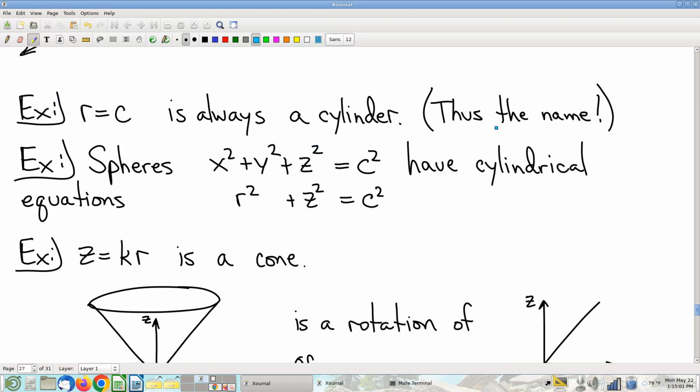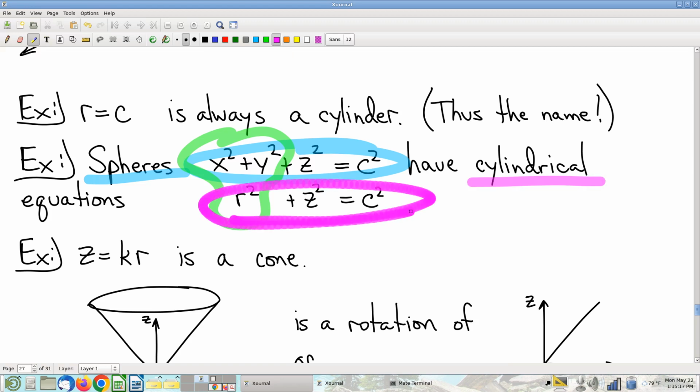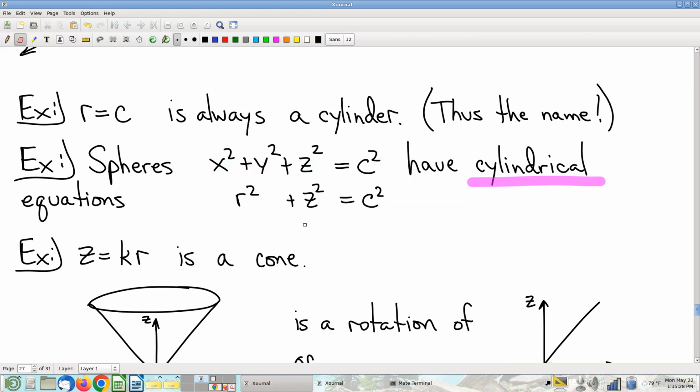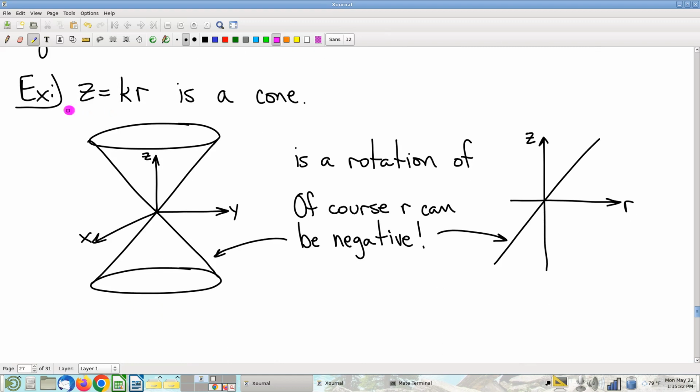All right. A sphere, keeping in mind what we know about polar coordinates and therefore cylindrical coordinates. The cylindrical equation of the sphere is just this: r squared plus z squared equals c squared. So, yeah, no big deal there. The next one's a little tricky. Z equals kr.